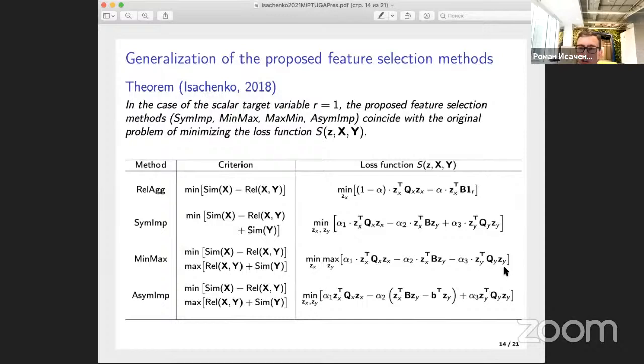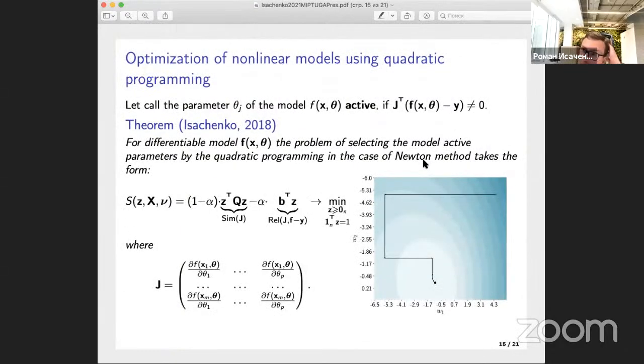To sum up, in addition to the basic strategy of relevance aggregation, we have proposed 3 methods for the feature selection problem to account for dependencies in the target space. It has been shown that all proposed strategies are generalizations of the original method for the case of a scalar target variable. We also propose an algorithm for optimizing nonlinear models using the considered quadratic programming approach.